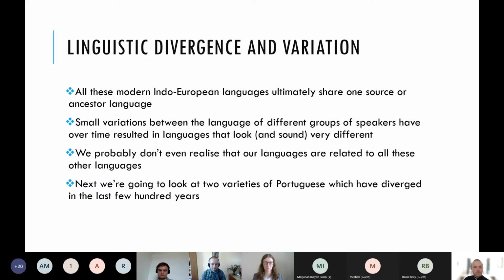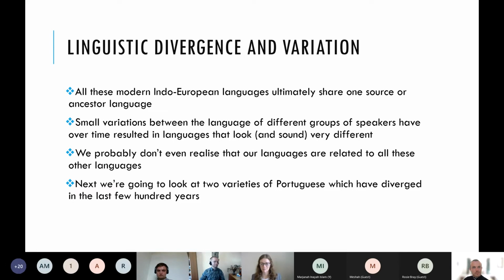And small variations between the language of different groups of speakers as they spread out have over time resulted in languages that look and sound very different. And we probably don't even realize that our languages are related to all those other ones. We definitely couldn't understand everyone who speaks a language from somewhere else in our language family tree.